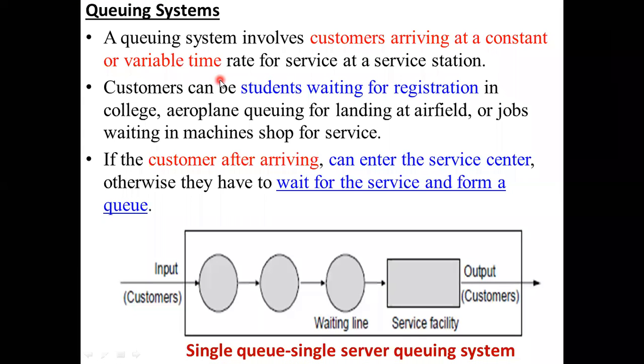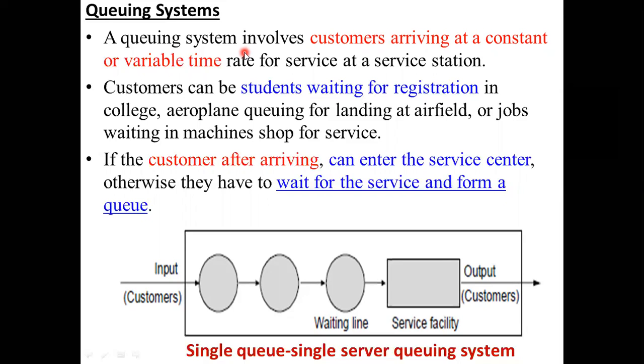Hello everyone. Today we will talk about queuing systems. A queuing system involves customers arriving at a constant or variable time rate for service at service stations. In queuing systems we have customers, or inputs, or we can say packets.